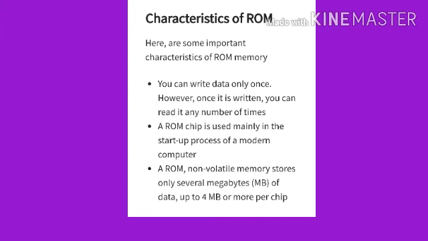The important characteristics of ROM are: you can write data only once, however, once it is written, you can read it any number of times. A ROM chip is used mainly in the startup process of modern computers. A ROM is a non-volatile memory, stores only several megabytes of data, up to 4 megabytes or more per chip.